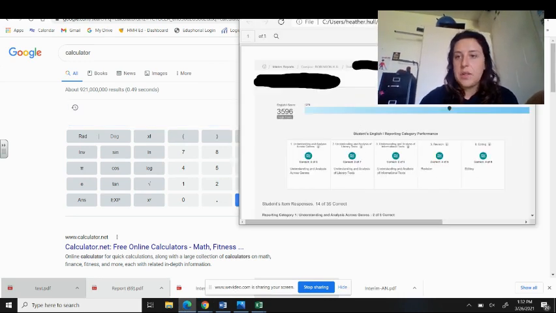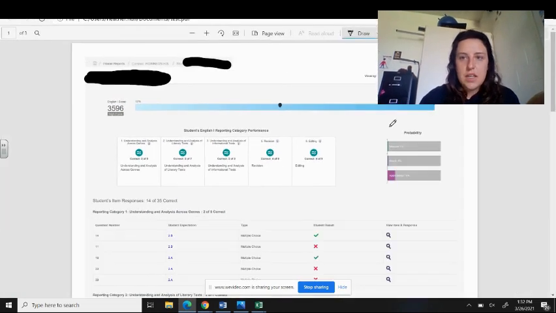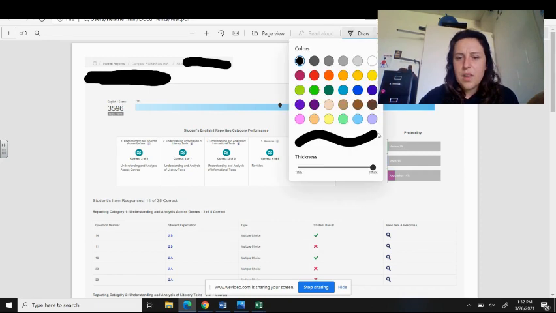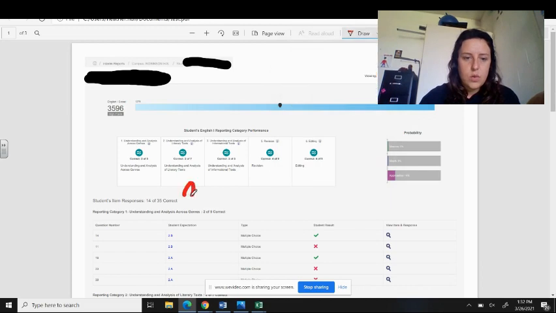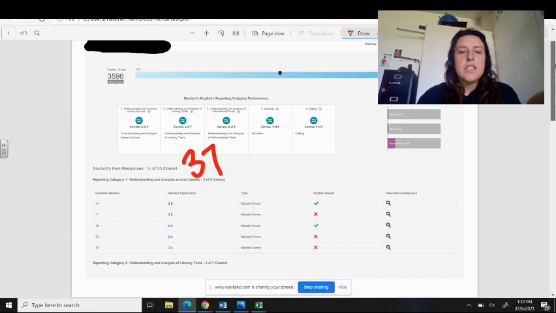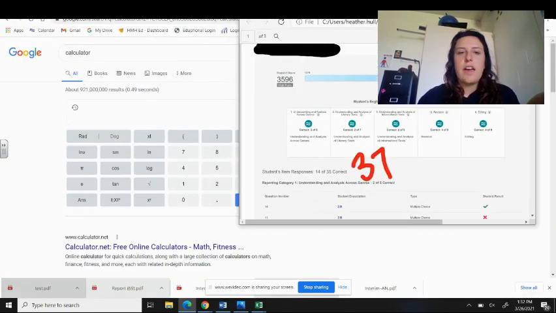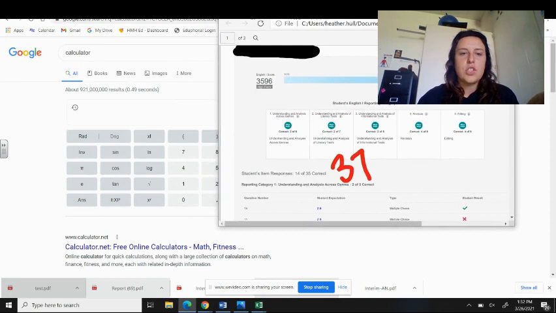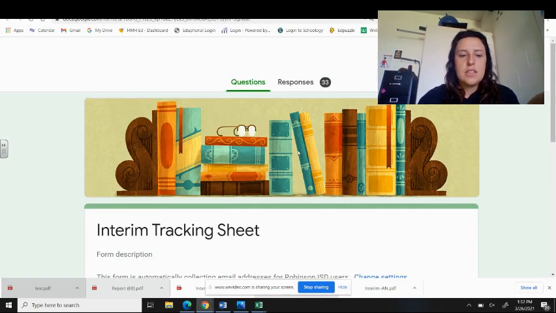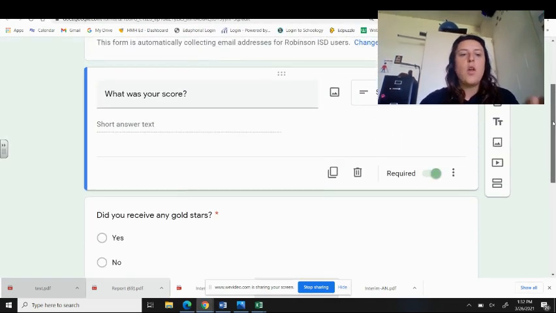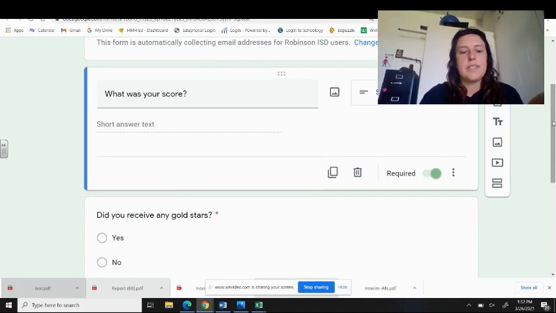Right here, what I would do if I were you is, out to the side of this, I would write your score so you don't forget. Score right here would be 37. Still pretty big, but oh well. Okay, so the first question you're going to fill out on this interim tracker sheet is, what was your score? Right there, you would type 37.